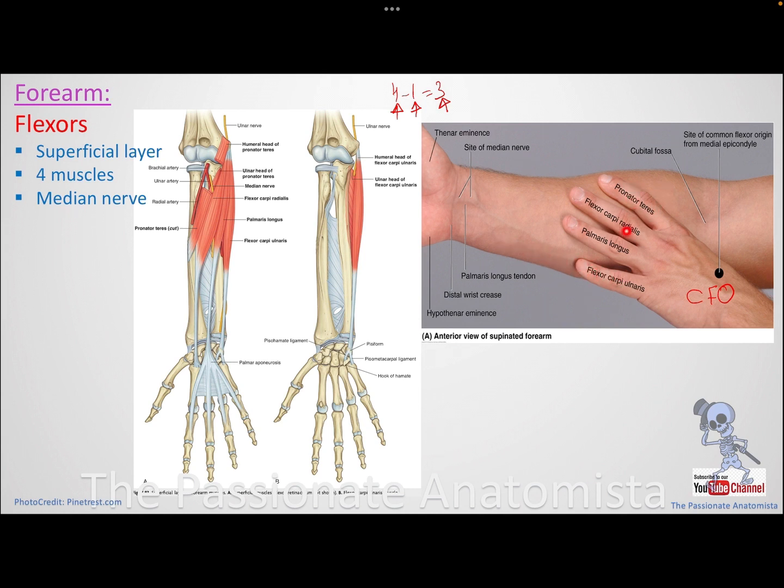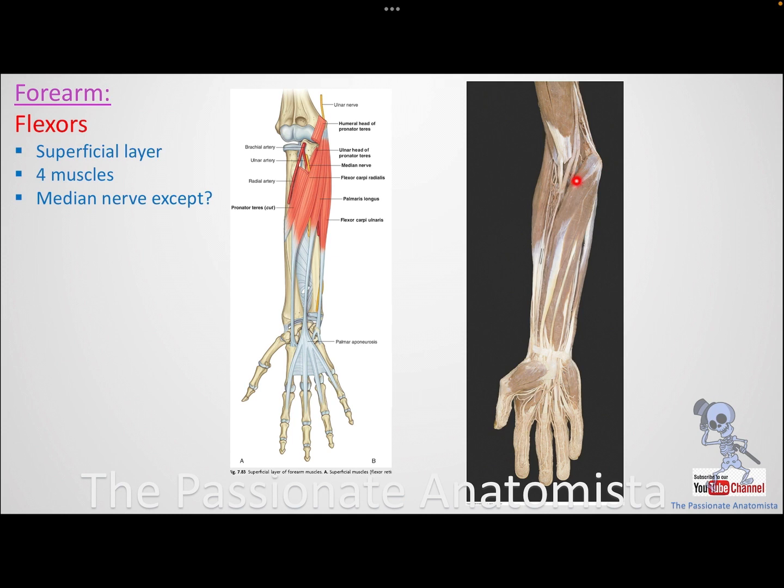So we have pronator teres, flexor carpi radialis, palmaris longus and flexor carpi ulnaris. If you look at the ulnaris, you will find it going all the way on the ulna side, and it attaches itself into the base of the fifth metacarpal bone. If you look at the cadaver, you have a group of muscles coming out of the medial epicondyle.